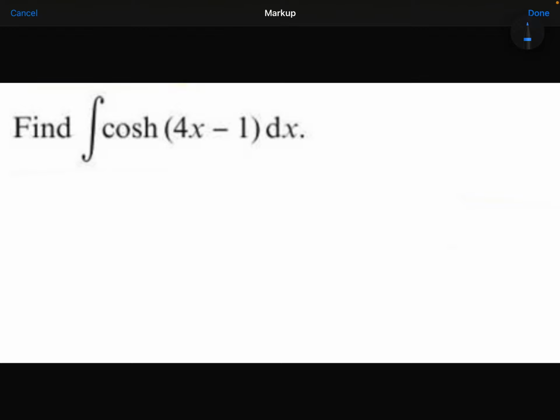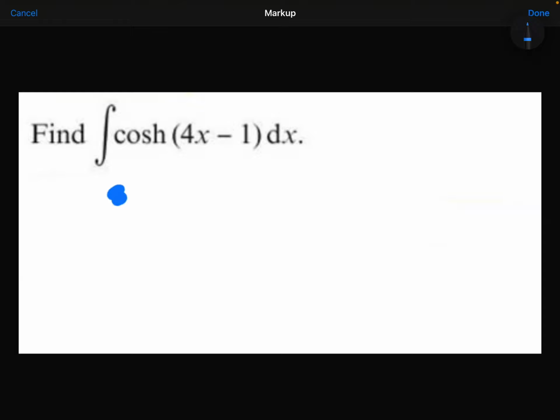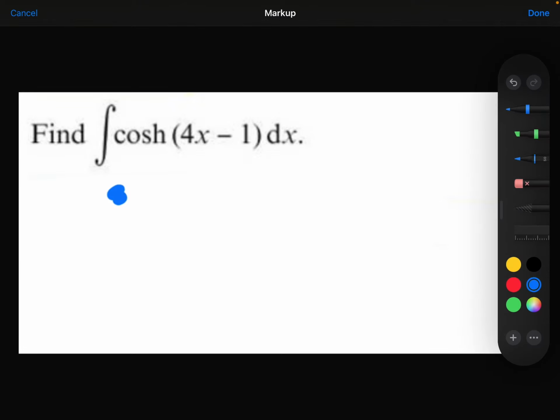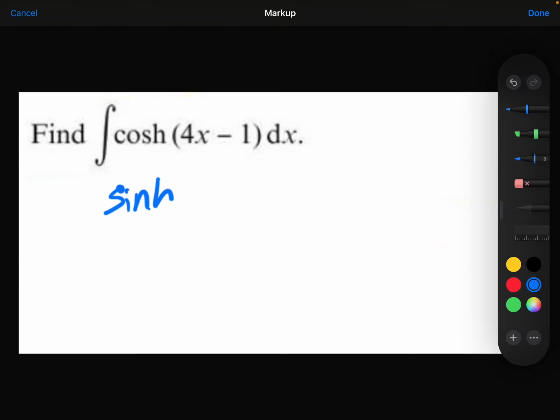We want to integrate cosh(4x − 1). Now, I know that cosh integrates to be sinh, so I'll get sinh(4x − 1). But by the reverse chain rule, I know I need to divide by 4. So I'll have 1/4 sinh(4x − 1), and don't forget your plus c constant.